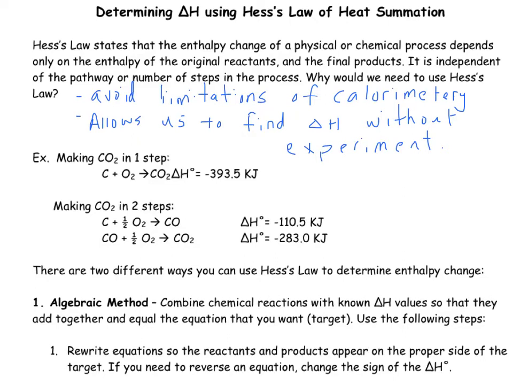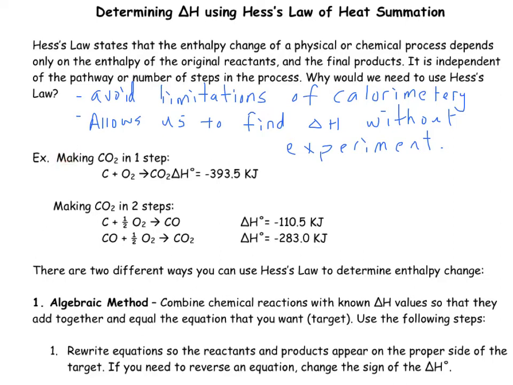Now, here's an example of Hess's law. You can make CO2 in a one-step process. Burning carbon in excess oxygen, you make CO2, which has an enthalpy change of minus 393.5 kilojoules.